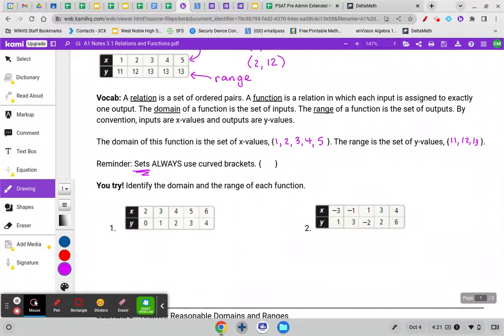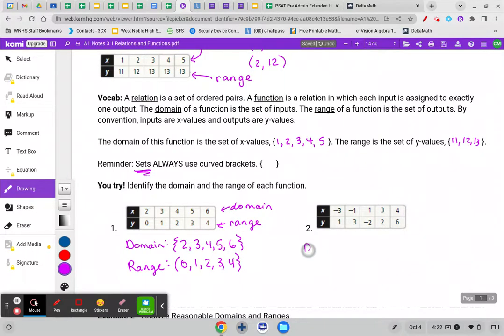So, for this next problem, go ahead and pause the video and identify the domain and the range and write them in set notation. Okay, hopefully you paused. Our domain here is 2, 3, 4, 5, and 6. And our range is 0, 1, 2, 3, 4. Notice the domain is the x values, and the range is the y values.